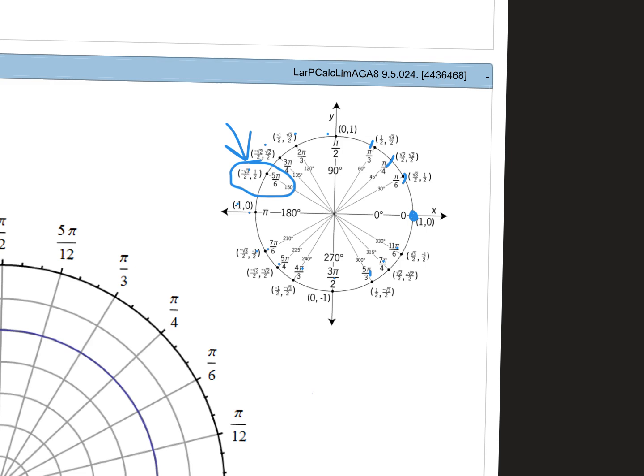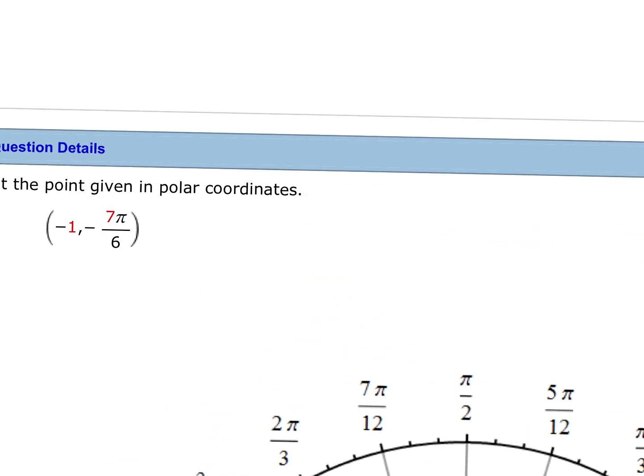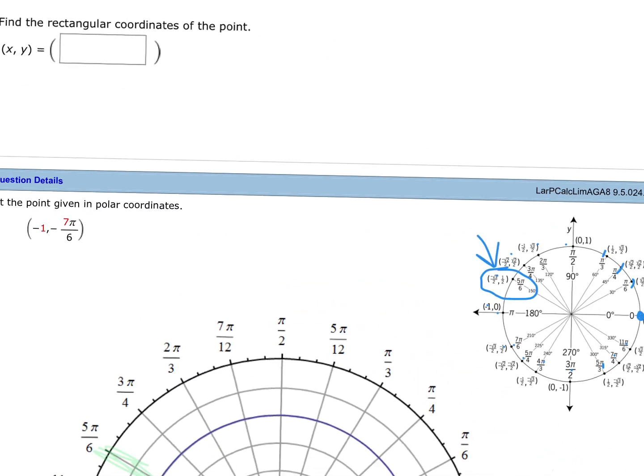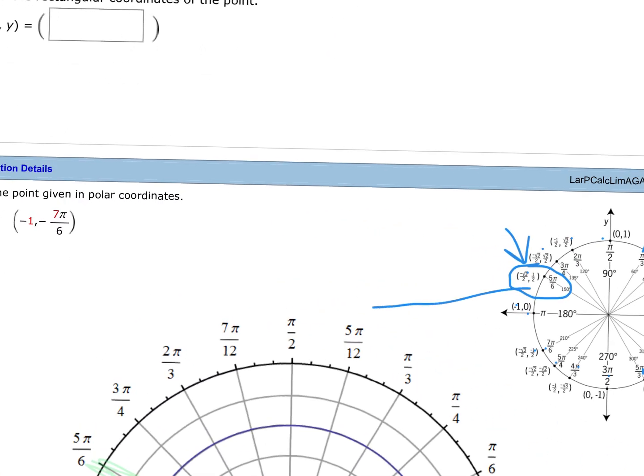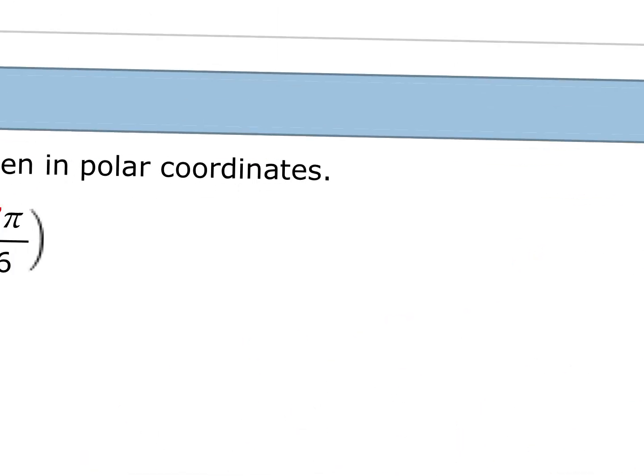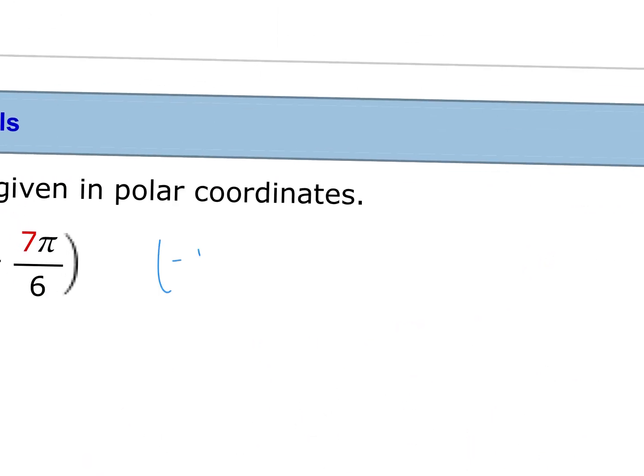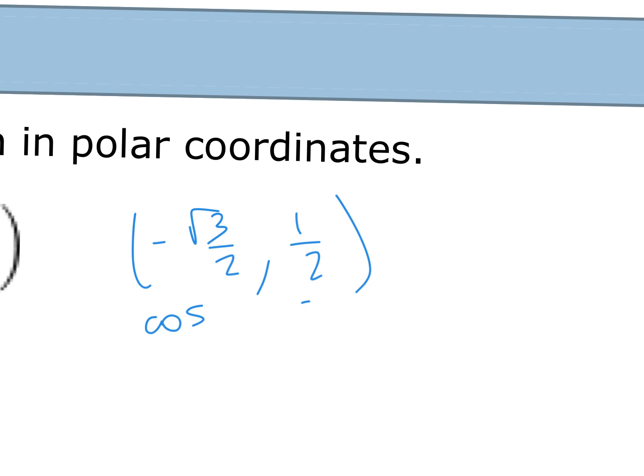So now, guys, we're going to do the conversions. What is the ordered pair at negative 7 pi over 6, which is also positive 5 pi over 6? What's the ordered pair? Okay, negative square root of 3 over 2, comma what? 1/2, right? So this is my cosine, this is my sine.